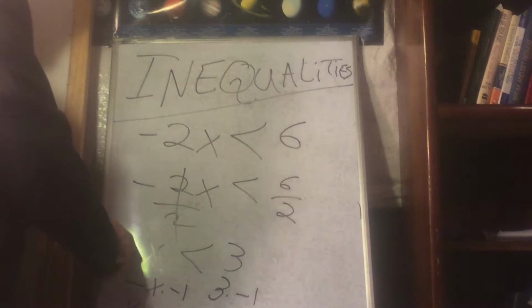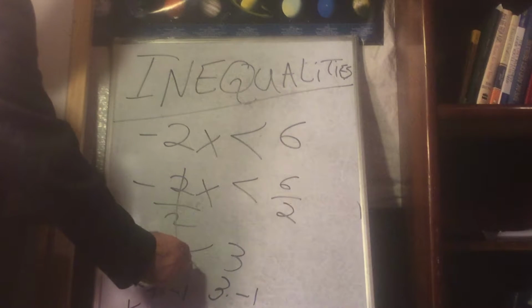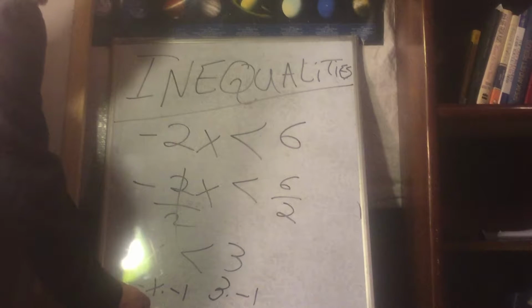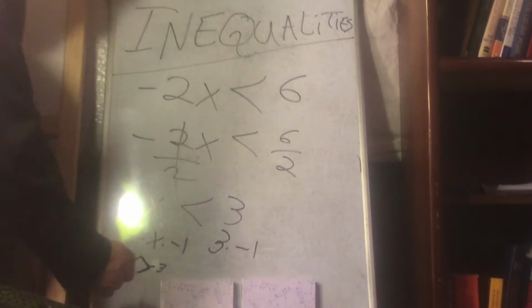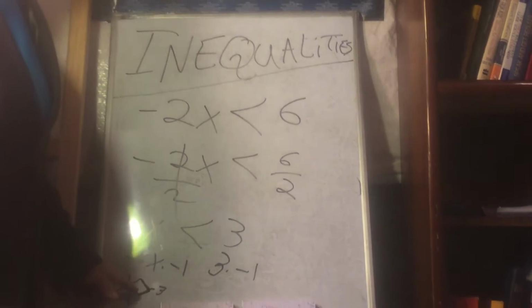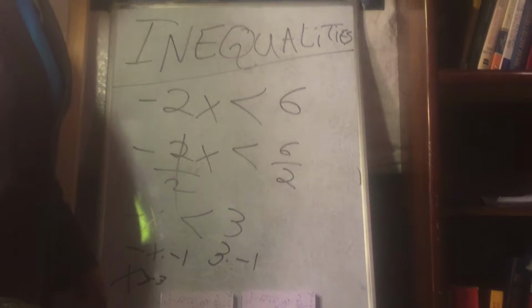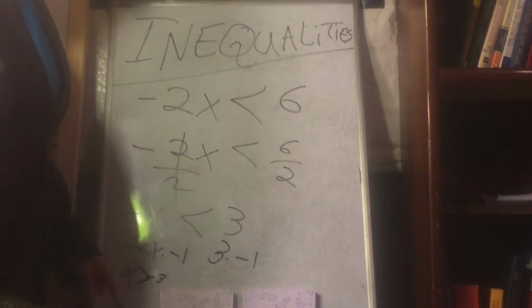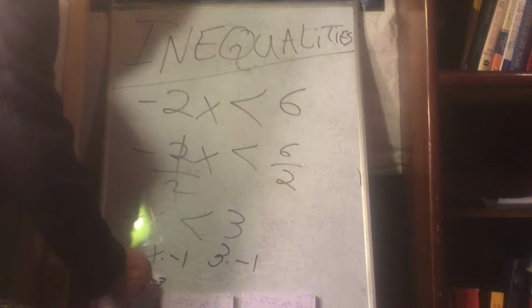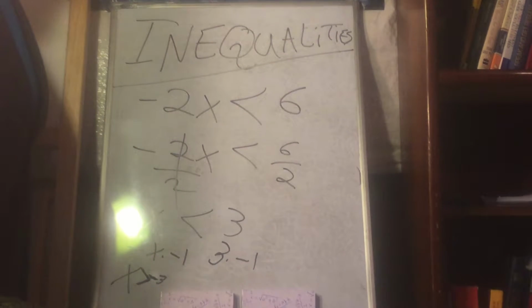But since you multiply by a negative number, you reverse this sign. So this one becomes greater than. So the answer is x, the regular positive x, greater than negative 3.